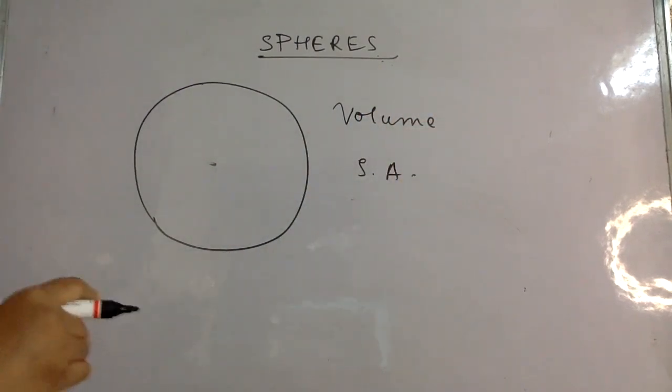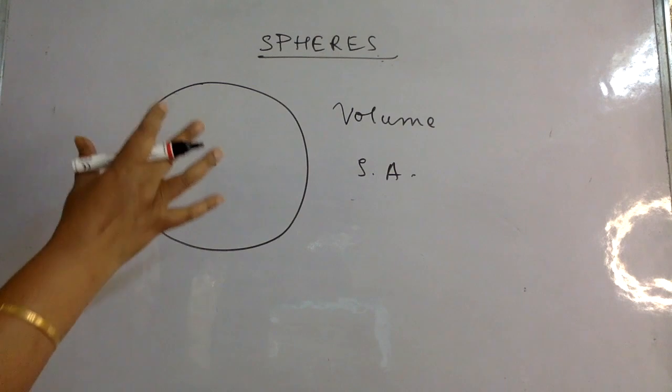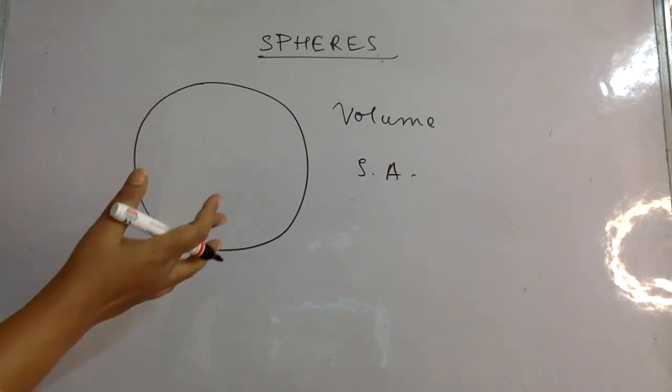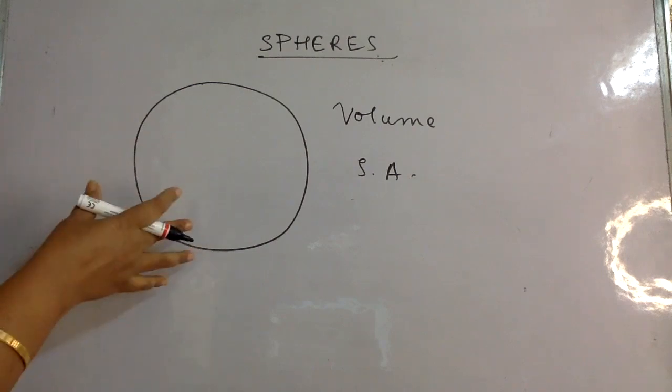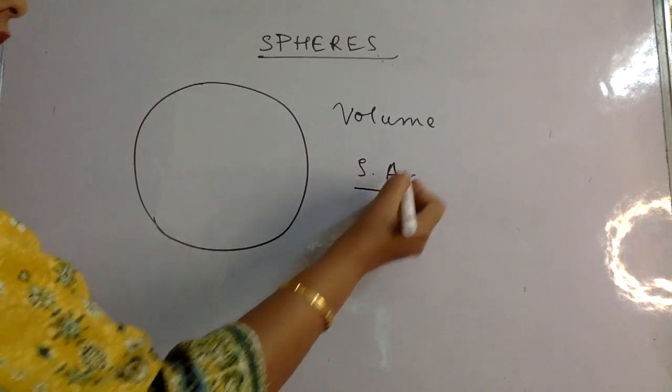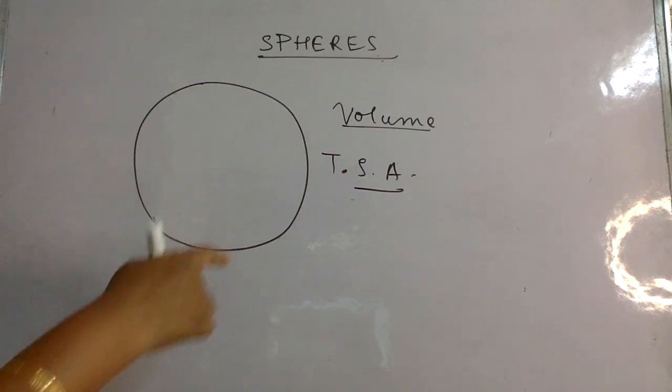There is nothing like a curved surface area or a total surface area of a sphere, because it is just one whole surface area. There is nothing like side and top and bottom for a sphere. So we have only one surface area, which is the total surface area of a sphere. Otherwise we have the volume.